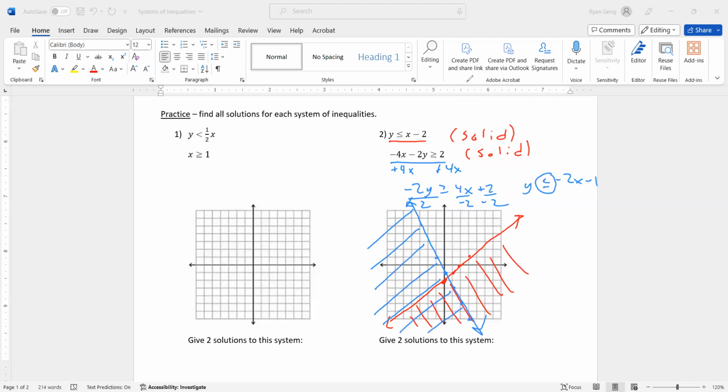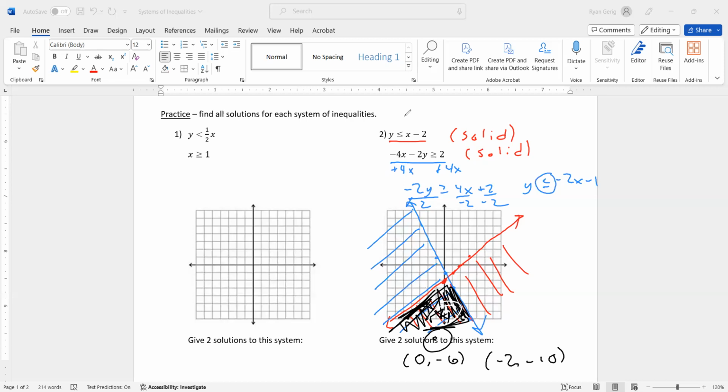And then where does the shading overlap? I get to change colors. They overlap in this region right here. Give 2 solutions. 0, -6 is one. That's the switch to white here. 0, -6 is like right there. And then, I don't know, -2, -10. -2, -10 is going to be like way down here, which would be in that shaded region.